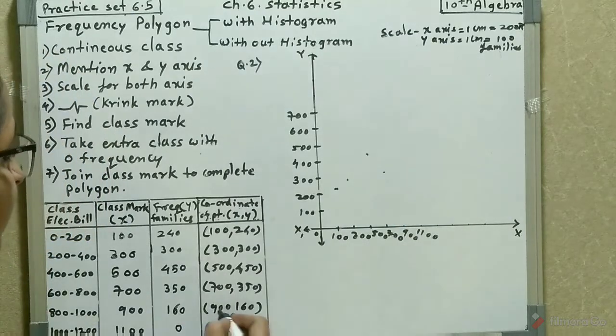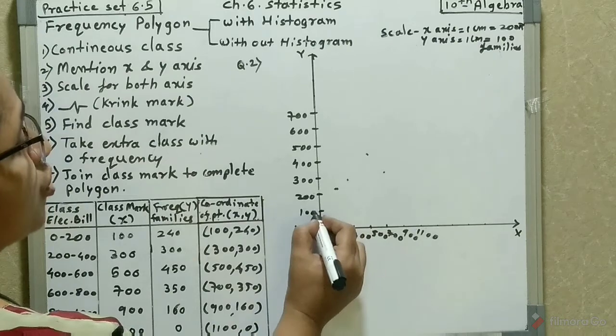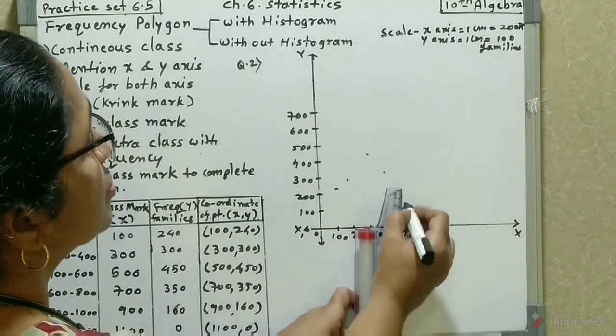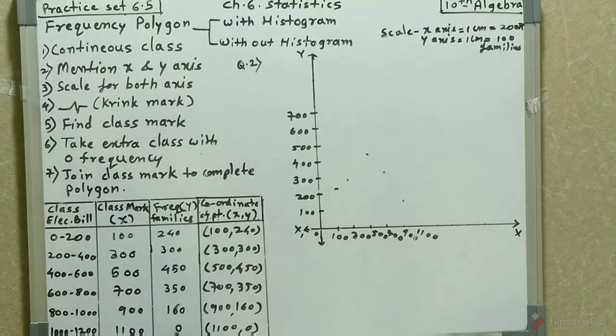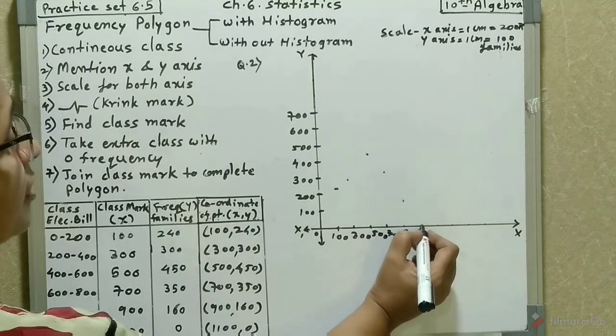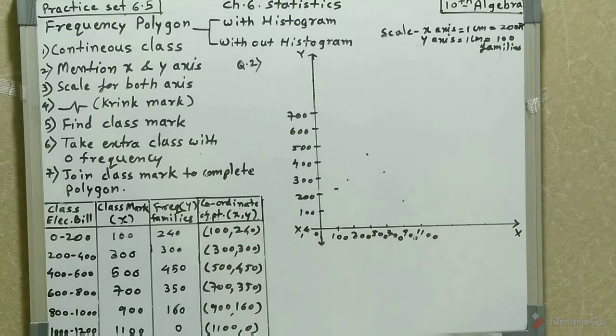Okay. Then 900 and 160. So here 200 and 100. In 100, above that, the 6 lines. So here we take 160. Then 1100 and 0, 0 on the y-axis. So we take this point. Okay. So these are the points we plot.